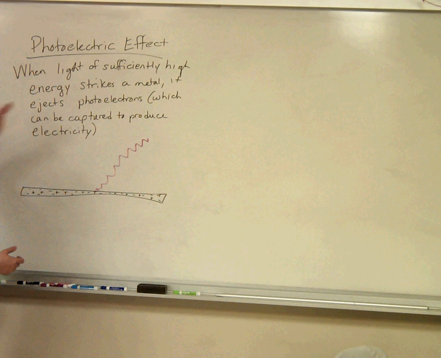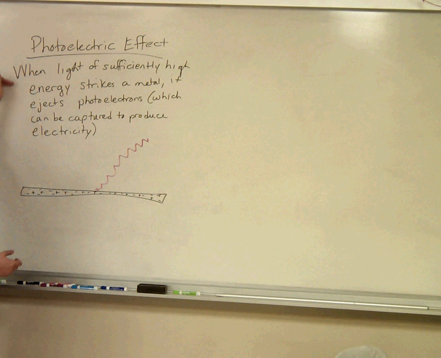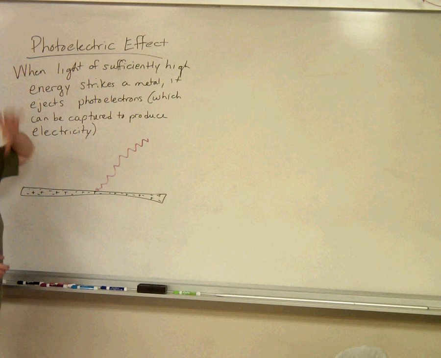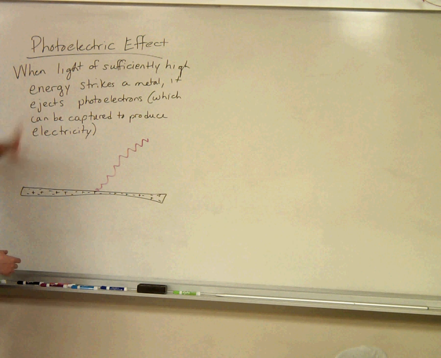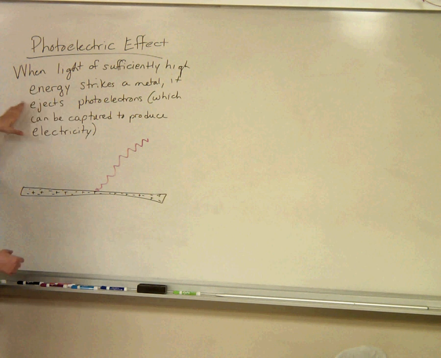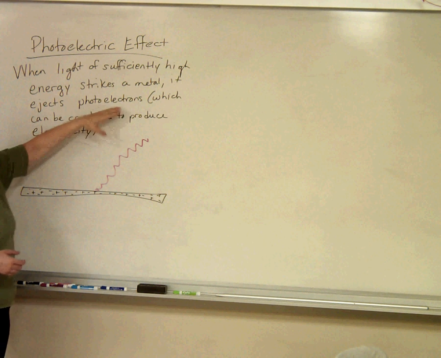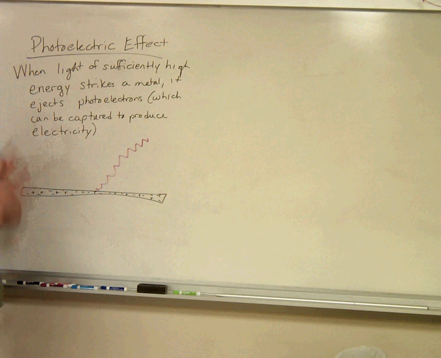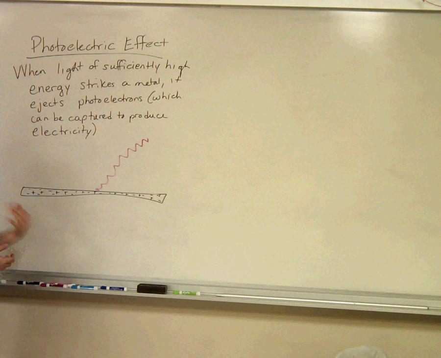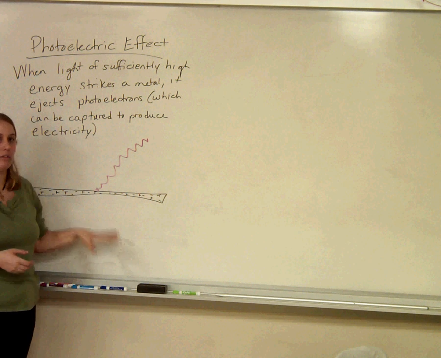Basically, his idea is that when light of a high energy, so we're talking about short wavelengths, high frequency, high energy light, strikes a piece of metal, then the metal will eject what's called a photoelectron, which is a special kind of electron. And then that electron can be captured to produce electricity, this is how solar panels work.